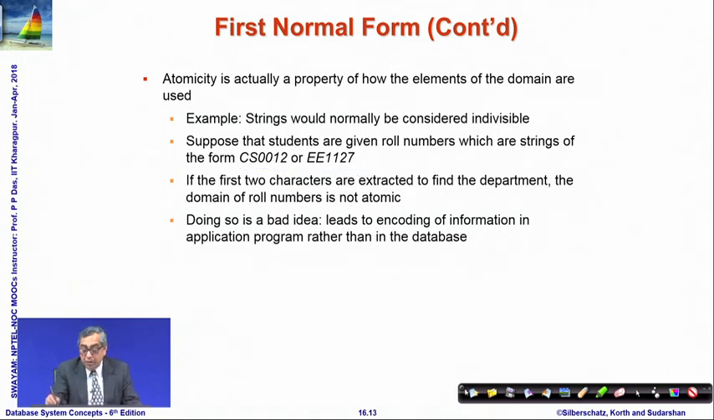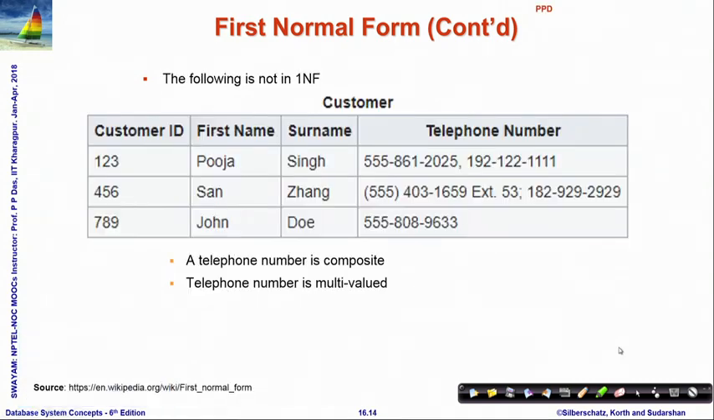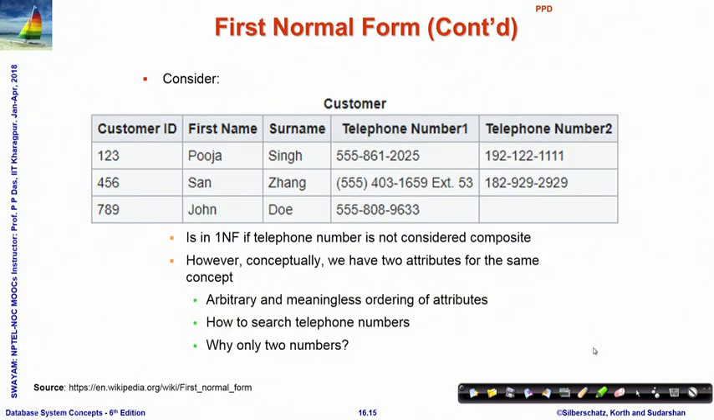So, these are not parts of what can be a first normal form. I have given some examples of what is not and what is first normal form. This is an example where the telephone number field exists and there can be multiple telephone numbers. So, this is not in first normal form, because the telephone number itself is composite, because it has different components, and also you can have multiple telephone numbers. So, this relation is not in the first normal form.